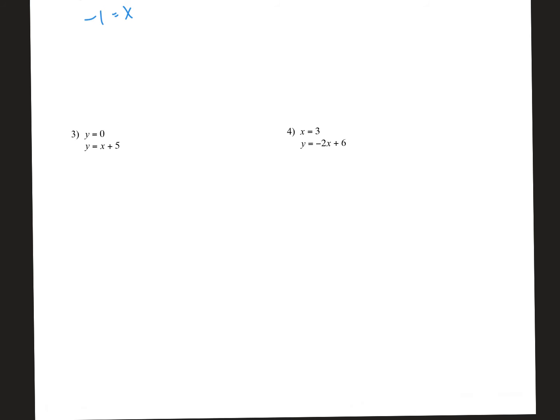All right, so for number 3, again, I have one of the answers already given. This happens to be a y value. So if I put a 0 right there, 0 is going to equal x plus 5. So to solve for x, we subtract 5 from both sides. So x equals -5. Okay, so there is the ordered pair. Again, every answer is going to be an ordered pair.